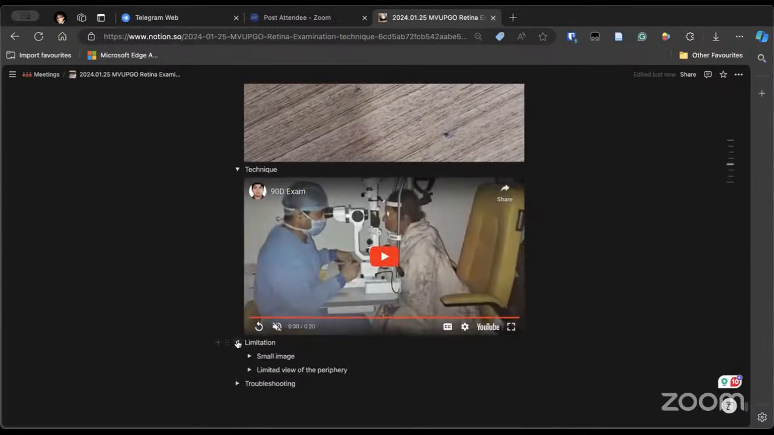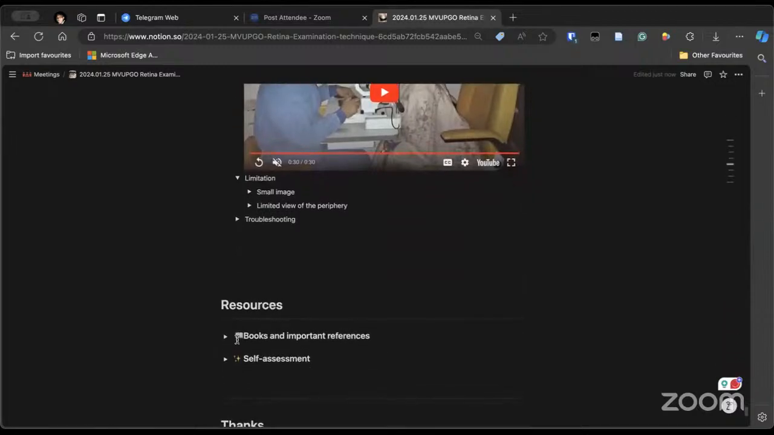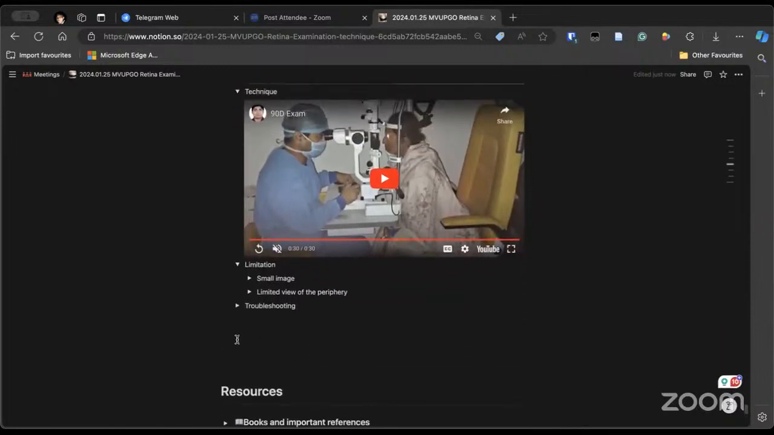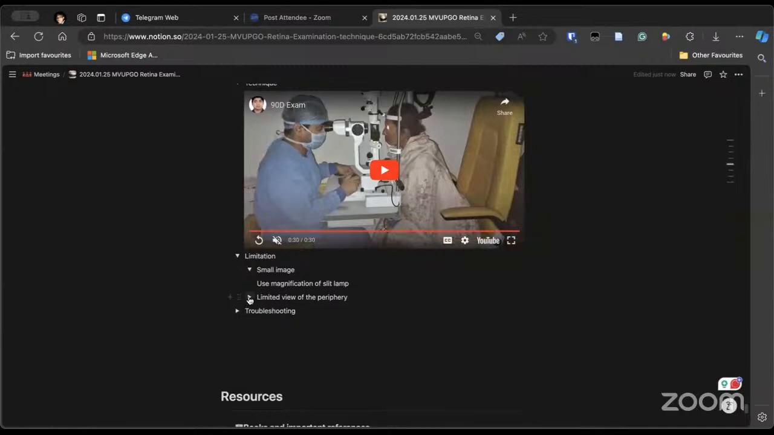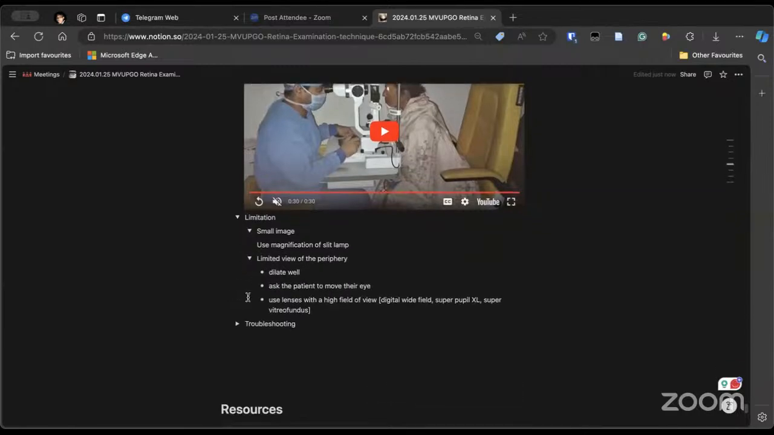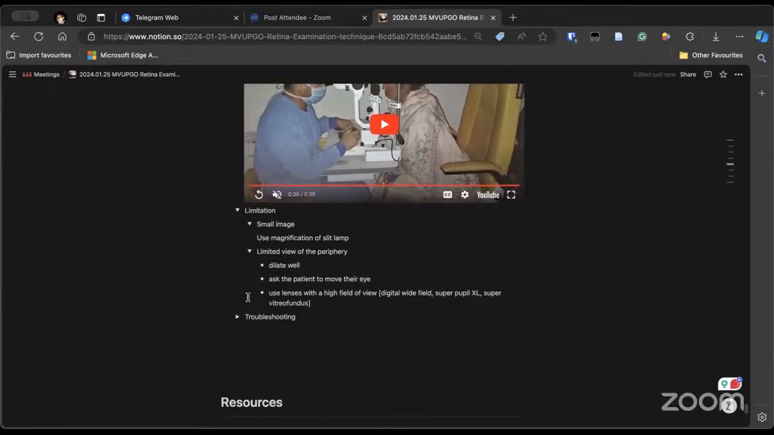So limitation: in 90D also, we saw that the image is minified, 0.76. Sir, how do I increase the size of the image? But I am seeing it larger, no? It is because of the slit lamp magnification. Yes, slit magnification is used. Limited periphery view can be there, so you just dilate well and ask the patient to move their eye. And there are certain lenses which have a very high field of view, which can be used in digital slit lamp, like digital wide field, super pupil xcel, or super vitreofundus.